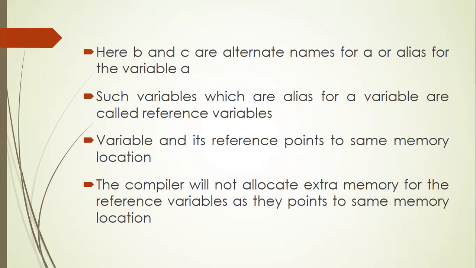So the references cannot take another different address. That is the main intention of a reference variable. A reference variable is one which is an alias or alternate name for some other variable, and the original variable and all its references point to the same memory location. In the case of a reference variable, the compiler will not allocate extra memory for it, because the reference variable also points to the same memory location as the original variable.